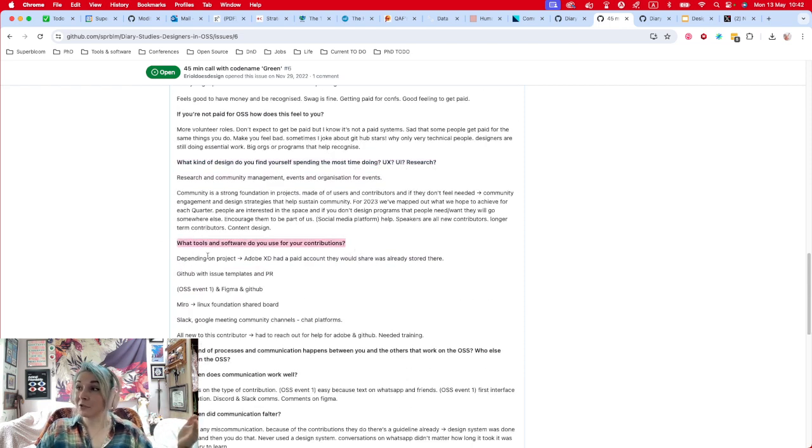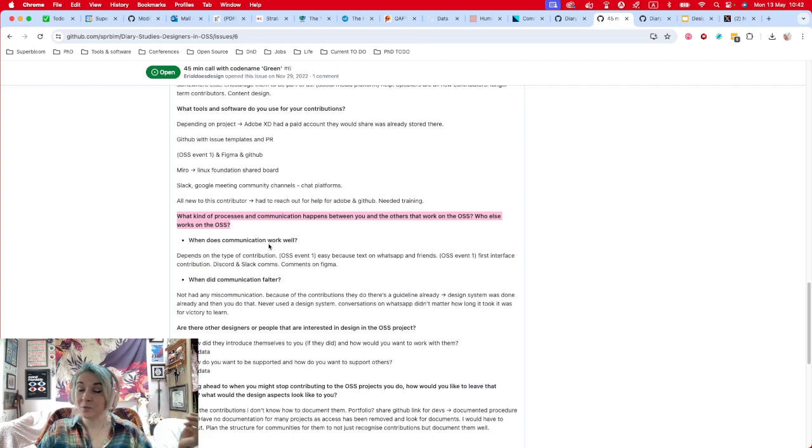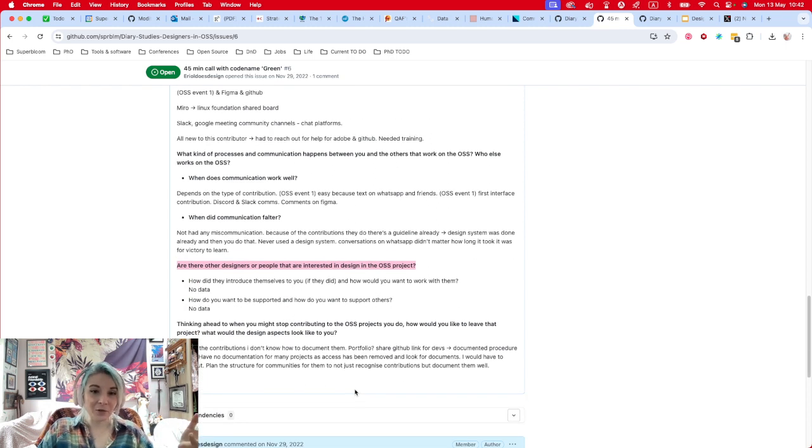What tools and software do you use for your contributions? What kind of processes and communication happens between you and others that work on the open source software, and who else works on it? When does communication work well? When does communication not work well or falter? Are there other designers or people interested in design in the open source software project that you're primarily contributing to right now for the diary study? And thinking ahead to when you might stop contributing to open source software projects, how would you like to leave that project? What state would design be left in as you leave that project?